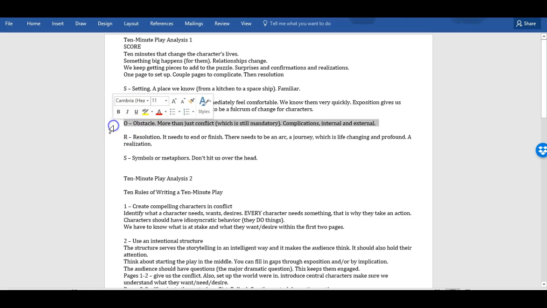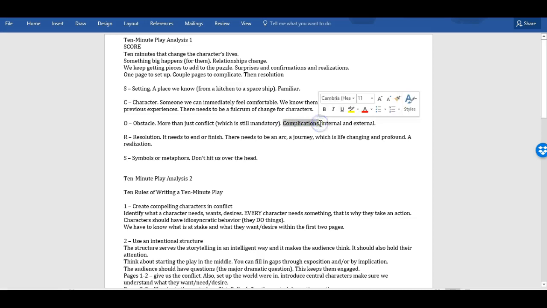Every play must have an obstacle. Without conflict, it's not a play. So really make sure that your obstacles are clear. The conflicts can be complications, which are a plot device, things that happen that get in the way of what the characters want or are different than what the character expected. They can be internal conflicts. The character is conflicted within themselves, or they can be external.